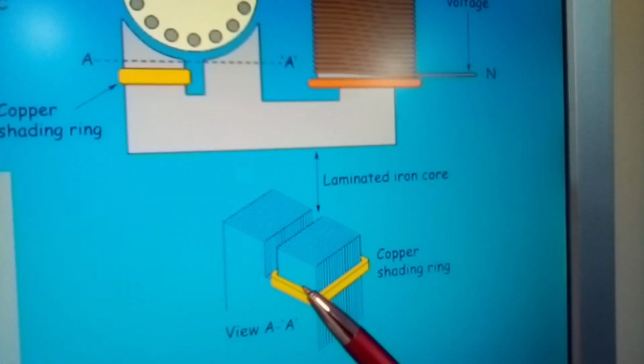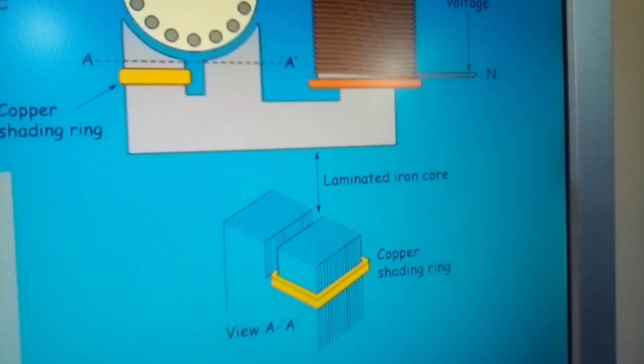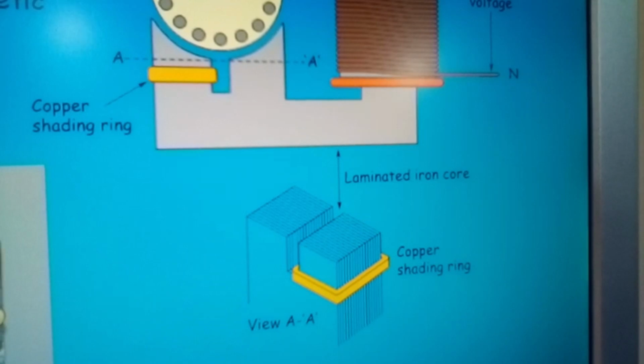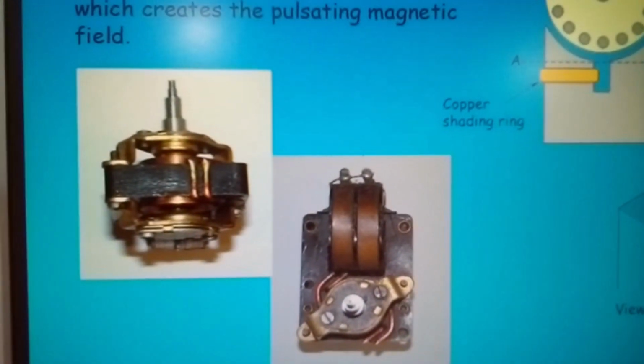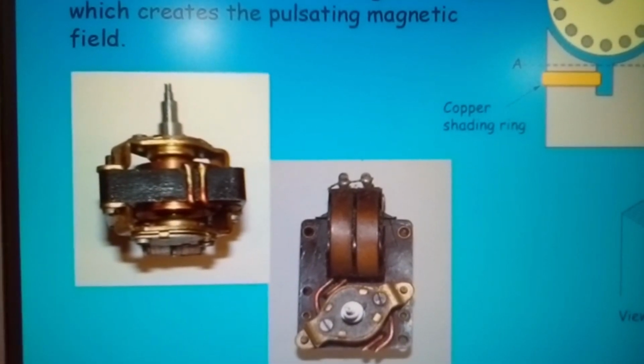Shading ring limits eddy currents. It reduces eddy currents. When you're dealing with motors, motors tend to create eddy currents, and you need to reduce that because eddy currents create heat, and you do not want a lot of heat when you're running a motor.